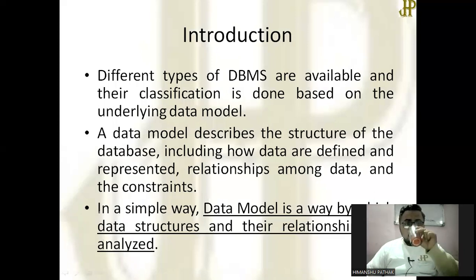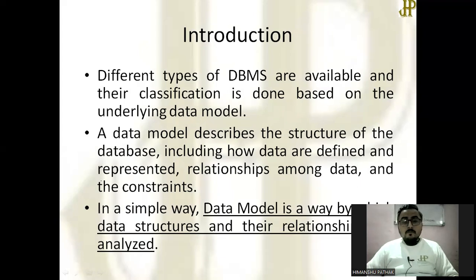As we know that different types of DBMS are available. And I already told you there are around 113 database softwares available in the market. And all these software are classified based on some data models. Okay.